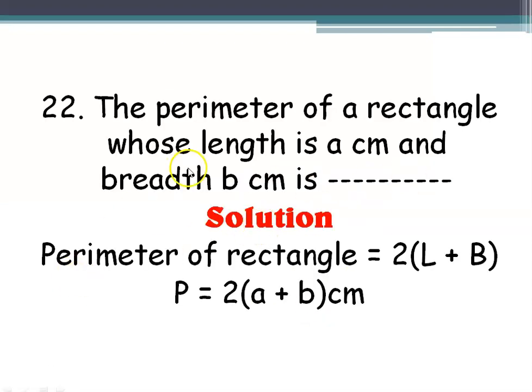Question 22 says the perimeter of a rectangle whose length is A centimeter and breadth B centimeter is? Okay, so the formula for the perimeter of a rectangle is 2 into bracket length plus breadth. But in this question, our length is A and our breadth is B. So I'll just put that into the equation. P, the perimeter, is equal to 2 into bracket A plus B centimeter. And this is the perimeter of this particular rectangle. Is that okay? Very good.